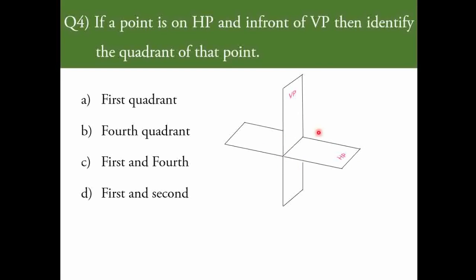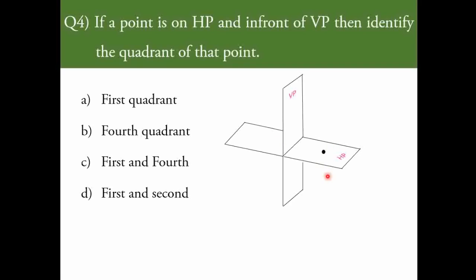Suppose the point, as per the given condition, is on HP, means on the horizontal plane, either at this position or at this position. But after reading the second statement or condition, it will give a clear idea for the final position of the point. On HP and in front of VP, means on the horizontal plane and in front of the vertical plane, so the point is somewhere present here. The dimensions we are not going to consider here, only the position on HP and in front of VP.